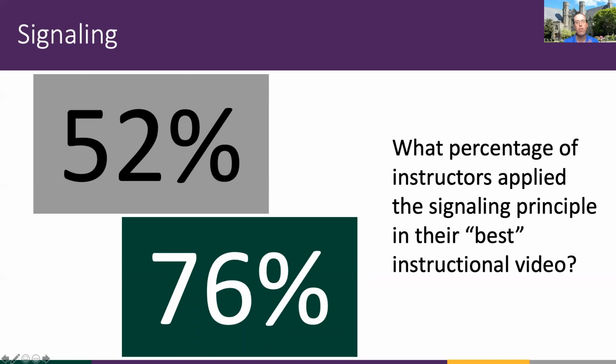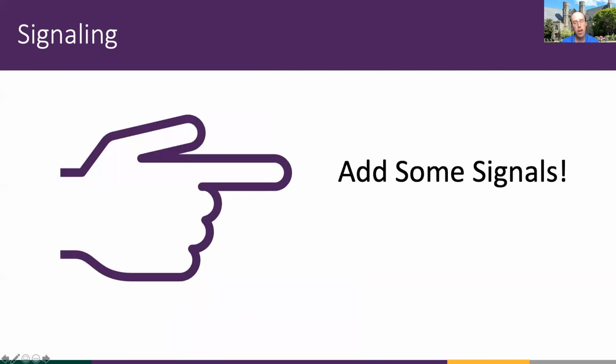But still, you have 1 out of 4 instructors, again, not using signaling in their videos. So your key takeaway is to add in some signals, whether they be vocal cues, a pointing finger, shapes, colors. These things are relatively easy to do when you create a video. You just have to remember to do it.